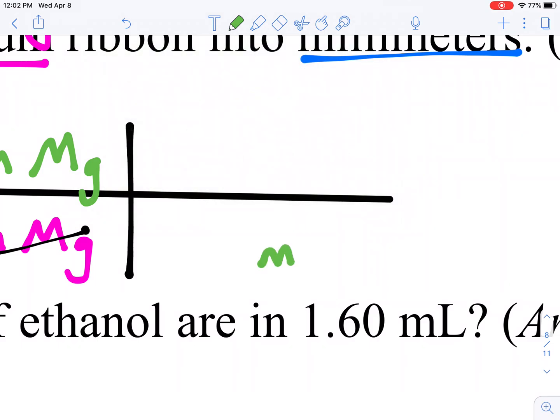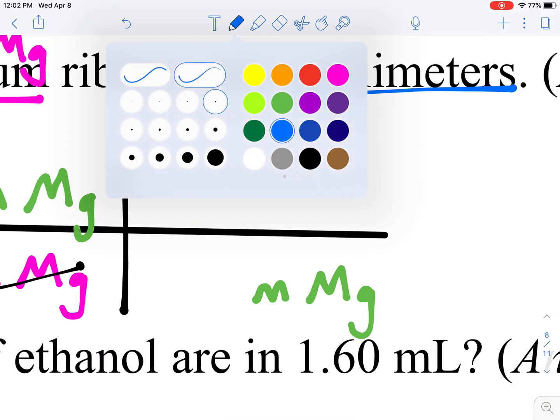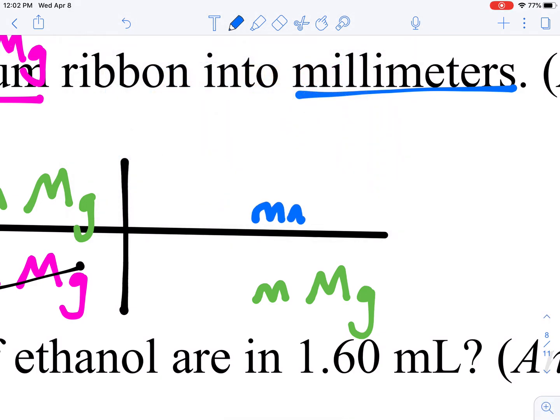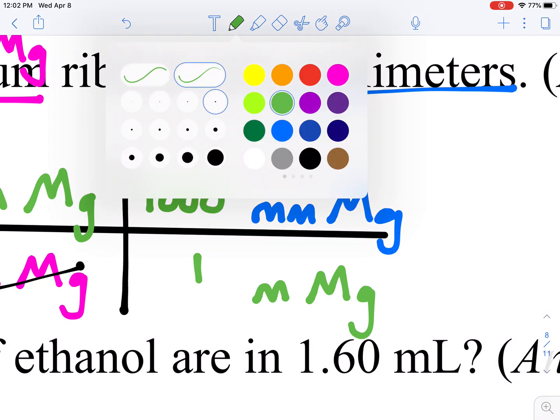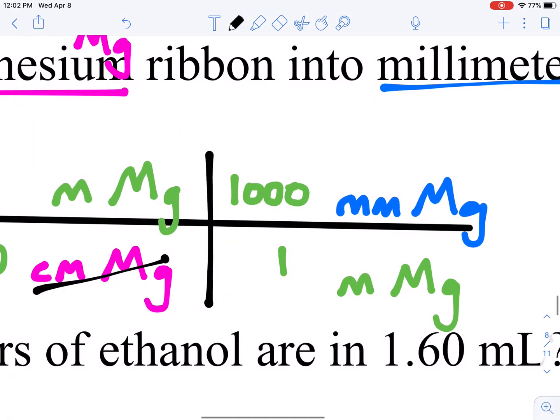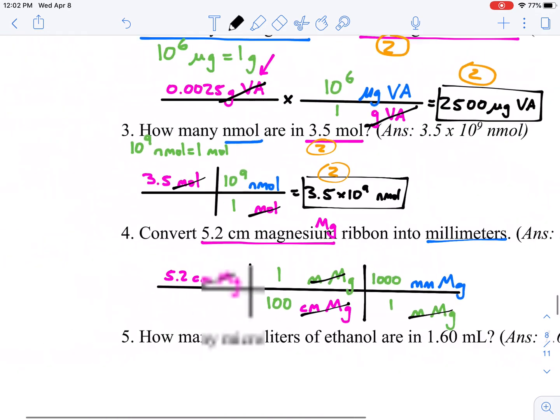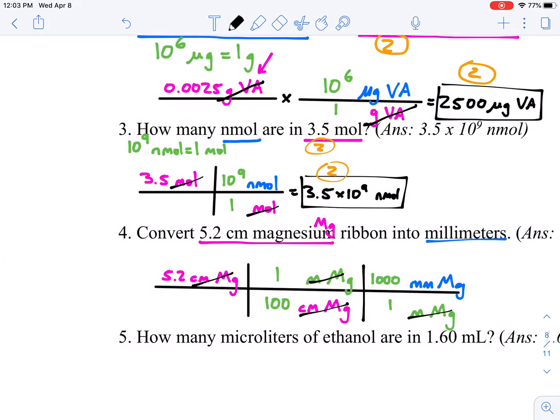Meters magnesium down here. What are we trying to get to in the problem? Well, look at it right there in blue. We're trying to get to millimeters of magnesium. How many millimeters are in a meter? Look to your table. There are 1,000 of those millimeters in 1 meter. This was an important step because now our meters cancel. The only thing that's left uncanceled at the end of the day is millimeters.